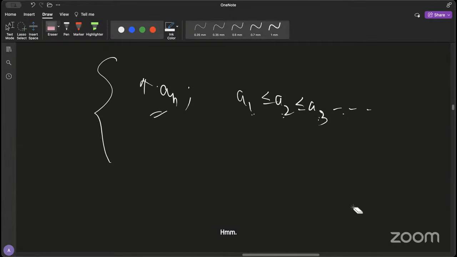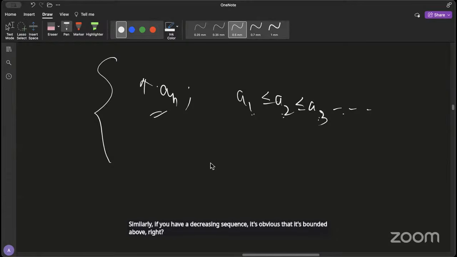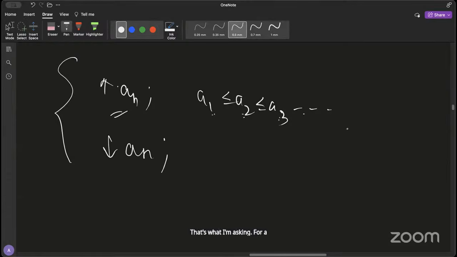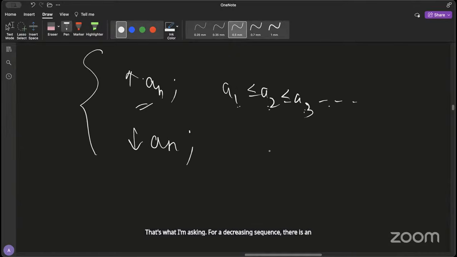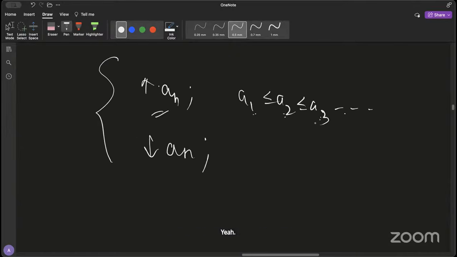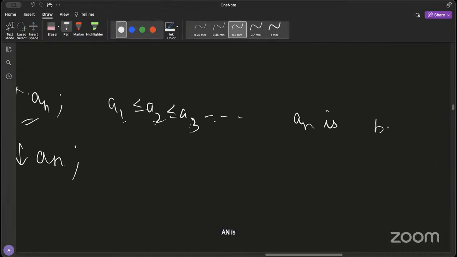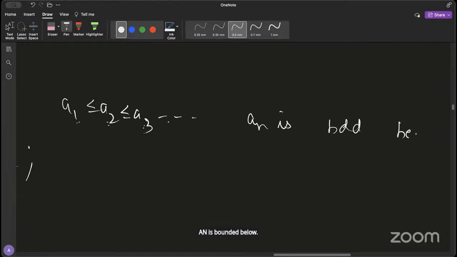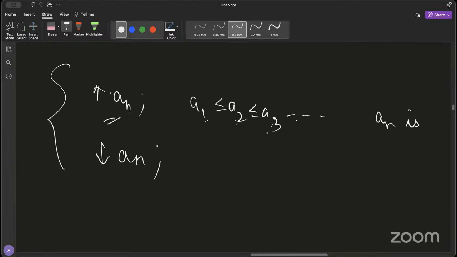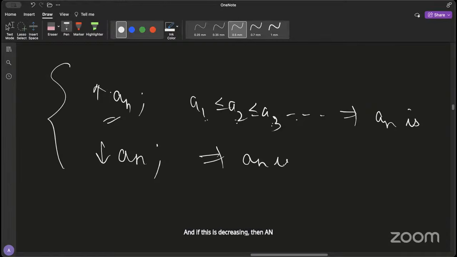Similarly, if you have a decreasing sequence, it's obvious that it's bounded above, right? That's what I'm asking. For a decreasing sequence, there is one upper bound. Yeah. A_n is bounded below. And if this is decreasing, then a_n is bounded above.